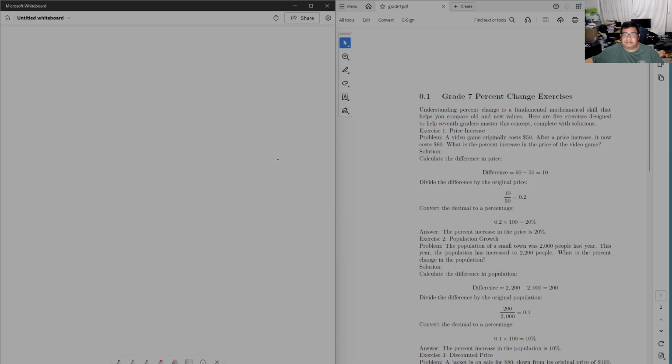So the first exercise is going to be about price increase. In this case we're going to do exercise 1, which is going to be about increase. It says a video game originally cost $50. After a price increase, it now costs $60. What is the percent increase in the price of the video game?